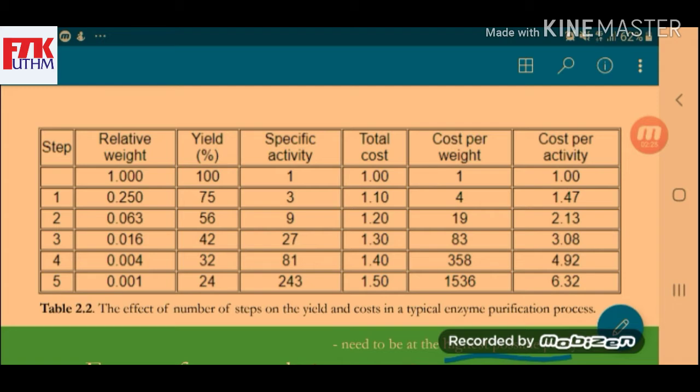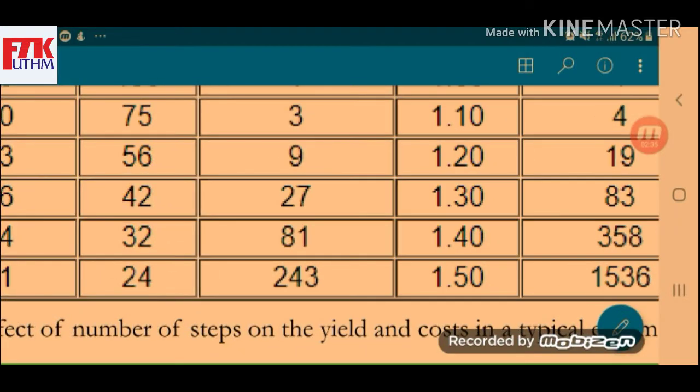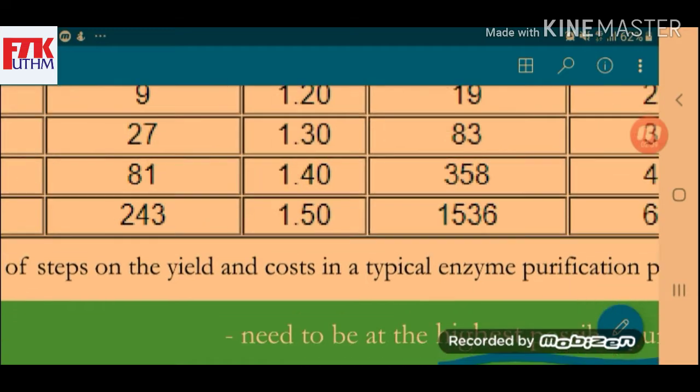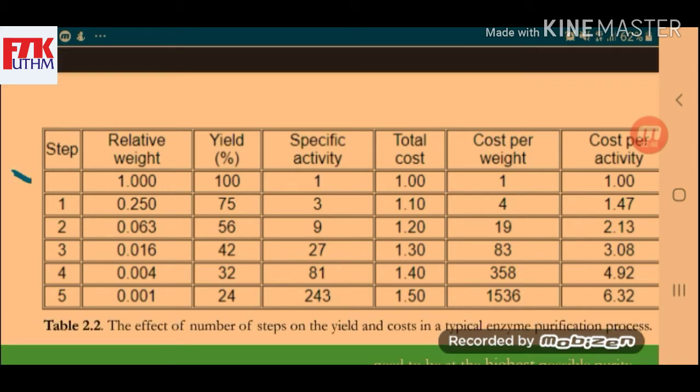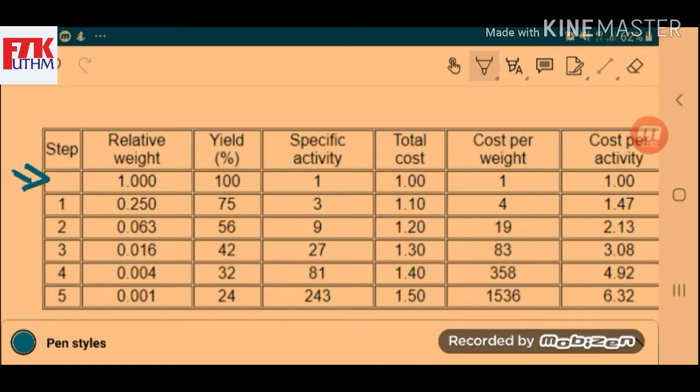So this table is good to elaborate on the effect of the number of purification steps on the yield and the cost for a typical enzyme purification process. Okay, so if you can see at the first row here, you have 100% yield of enzyme. So why is that? Because there are no purification steps. However, because there is no purification step, you only have very little specific enzyme activity. So here it indicates only 1% specific enzyme activity. So in order for you to get either enzyme for research purposes or for industrial use, you need to have some sort of purification.